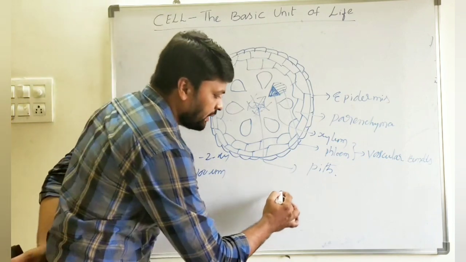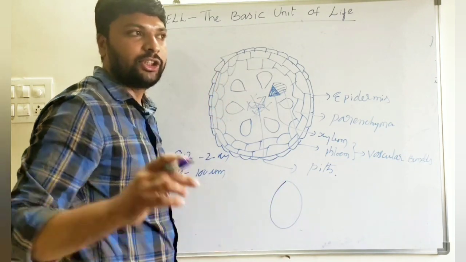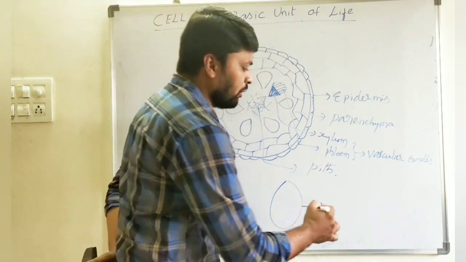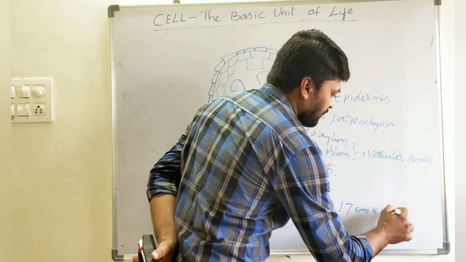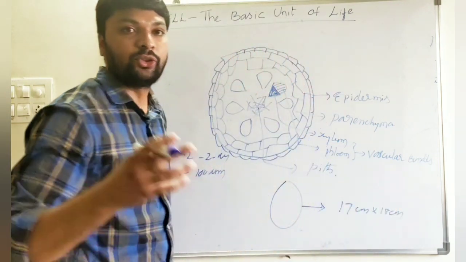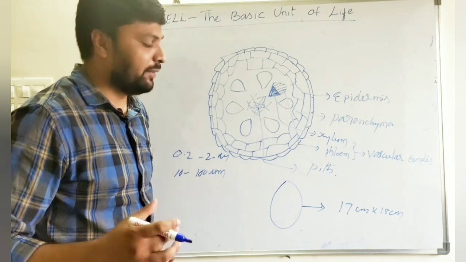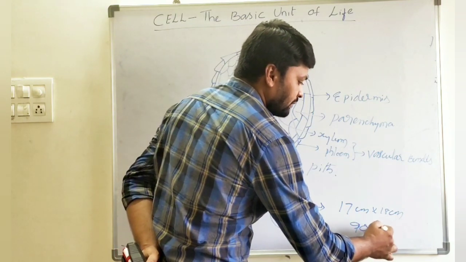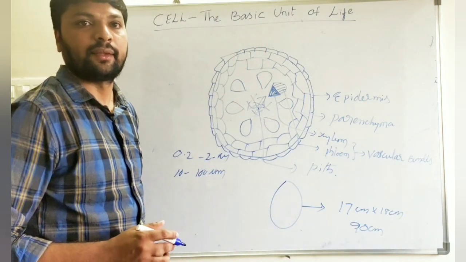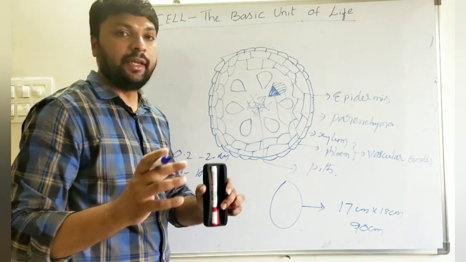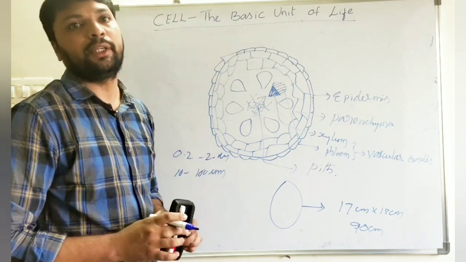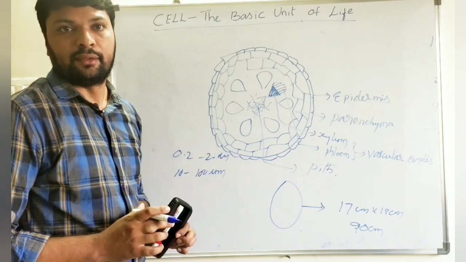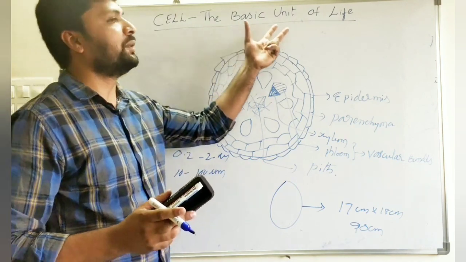Like the ostrich egg, which is the largest cell found on earth. It is almost 17 centimeters by 18 centimeters, which you can see with the naked eye. Even the human nerve cell is almost 90 centimeters in length. A cell needs to perform all the activities in a body, and it uses a definite structure of an organism, so it is called the basic unit of life.